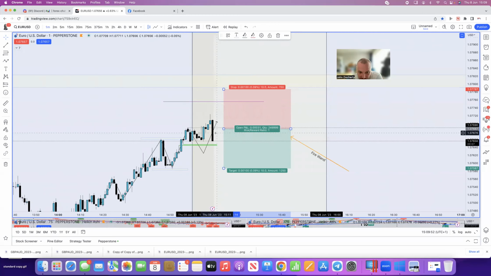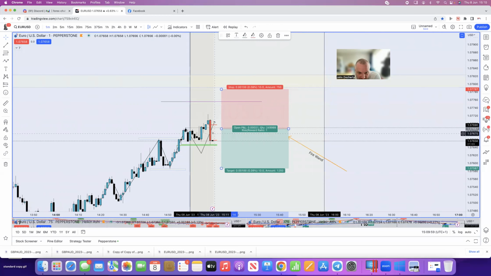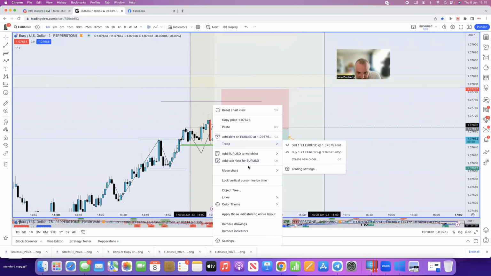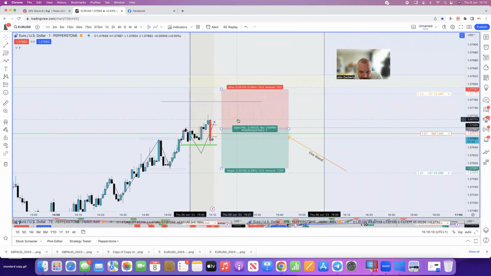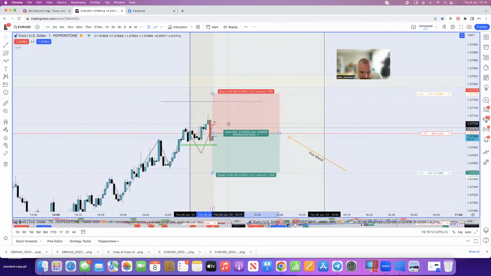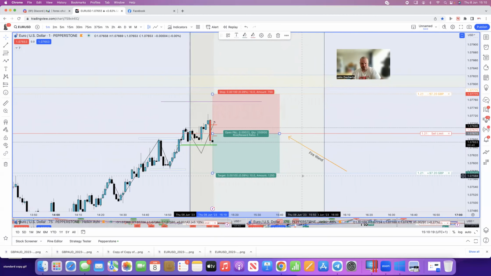8 seconds. This is going to turn red. This will be a sell. So we're coming in 3, 2, 1. Sell. Coming in. Trade. Sell. 10 pip. Sell off. Just see if it's going to go back into this FVG.